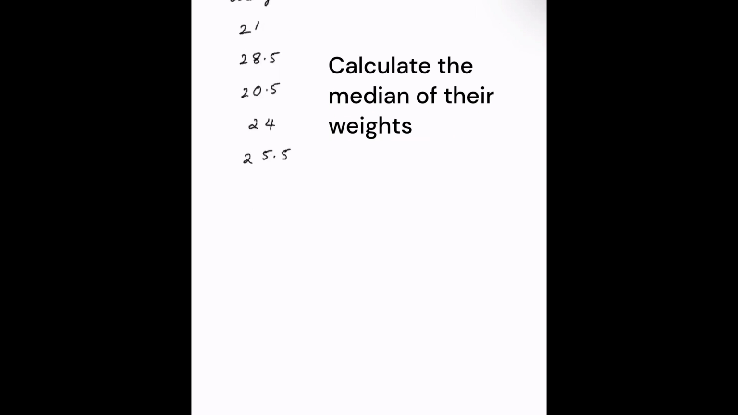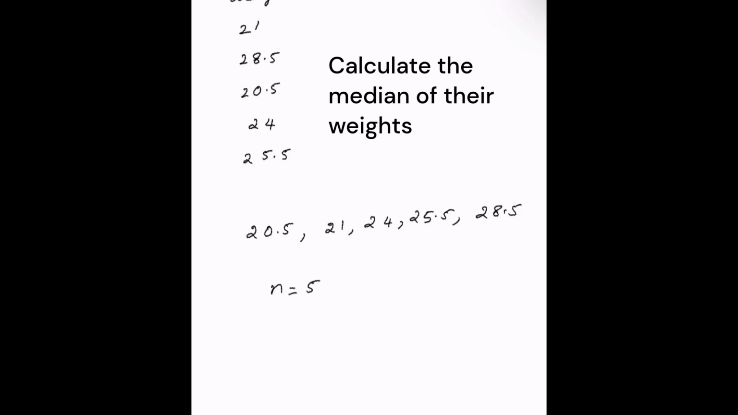Arrange them in ascending order. So the smallest is 20.5, next is 21, then comes 24, 25.5, 28.5. Then what have I told you as the formula? n is 5 here. The number of observations is 5.